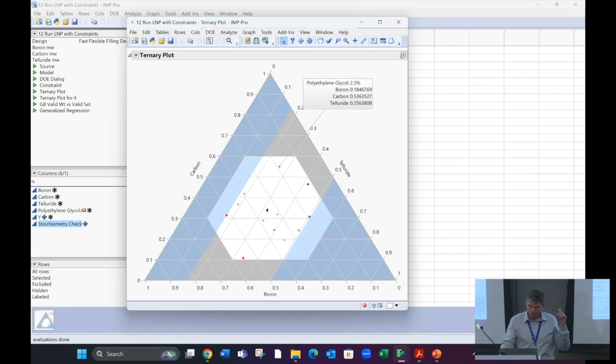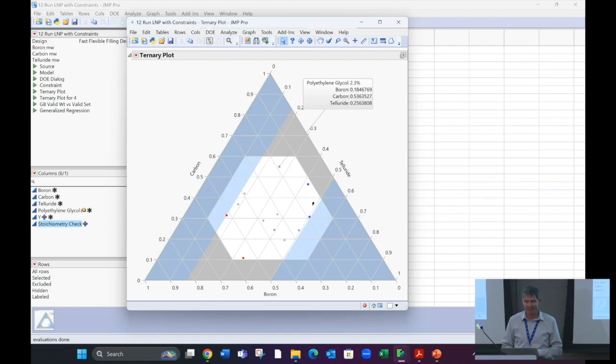I told JMP that we need to honor this constraint. That's all based on the ratio of those molecular weights. So this is what JMP gave me for the design, and it is colored by the response, so you can see that lower values are down here, and then maybe in this neck of the woods is where the higher values are. This is one of those things that I have a mental block on: how do I read a ternary plot?